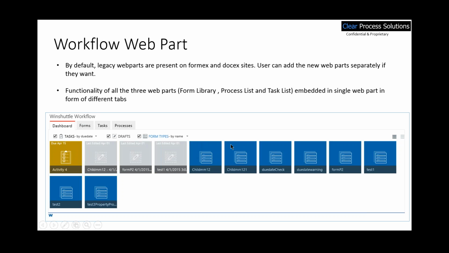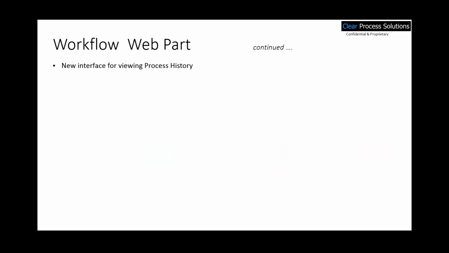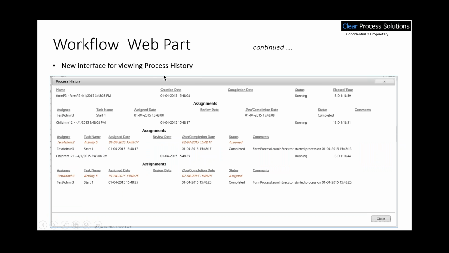So you don't see the different task list, the form library, and the process list all different. It's one web part that has a dashboard with a tab for each one of your corresponding tasks, whether it's a form or a task or a process. So all three of those web parts were now combined into a new web part with new UI, and one of the biggest enhancements now is going to be around performance.